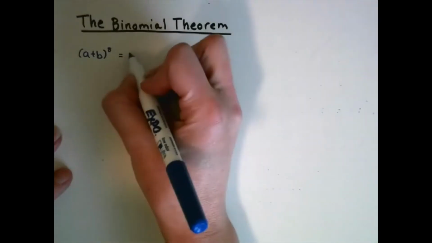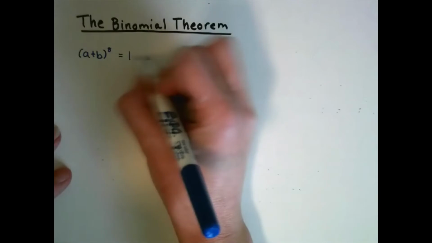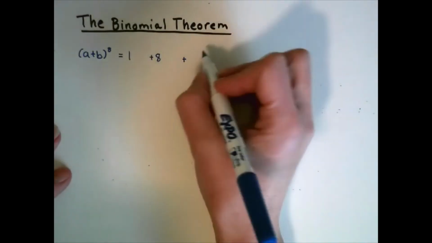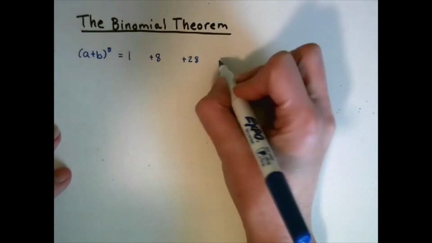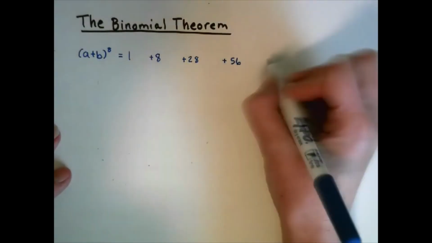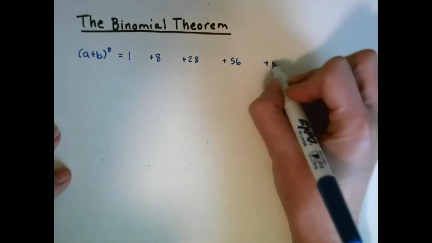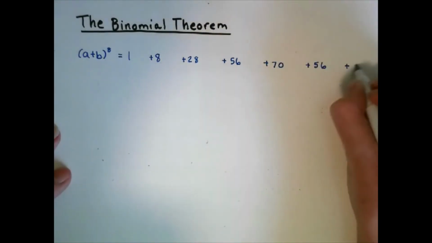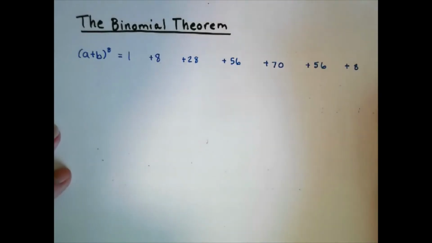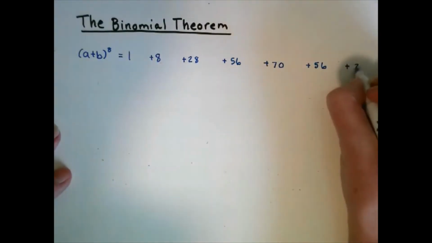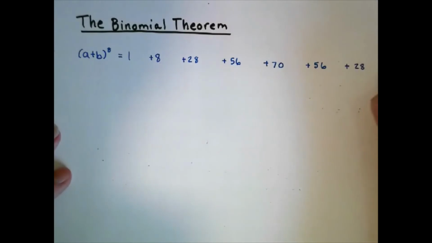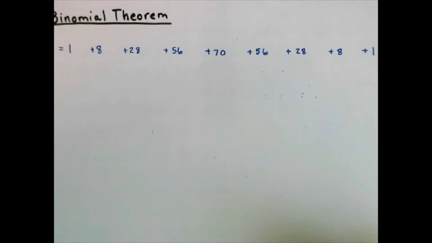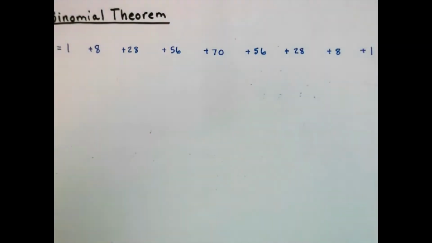Okay, so we're going to have a 1, leave a space, 8, leave a space, 28, leave a space, 56, leave a space, 70, leave a space, 56, 28, 8, and 1. Alright, got it all there.